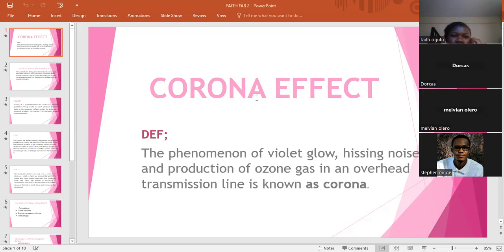Okay, sorry for that. Today, I'm called Faith Ogutu, and I'm going to take us through corona effect in overhead transmission line. To start with the definition, are you seeing? Can somebody read for us the definition displayed?